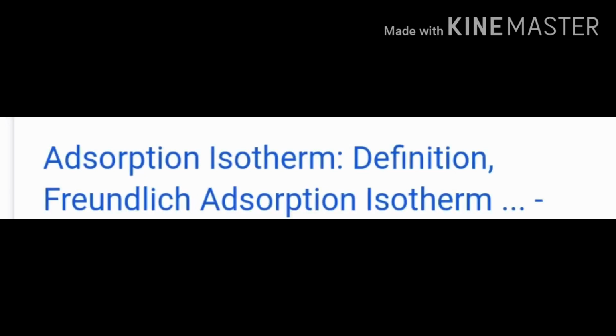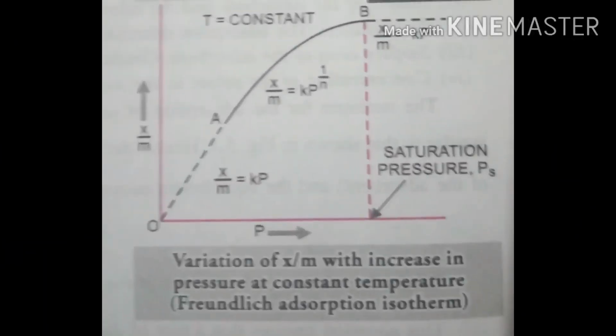Now come to the next topic, that is adsorption isotherm, or Freundlich adsorption isotherm. Adsorption isotherm is a graph between the amount of the gas adsorbed per gram of the adsorbent, that is x over m, and the equilibrium pressure of the adsorbate at constant temperature. Now come to the graph. Now look at the graph.